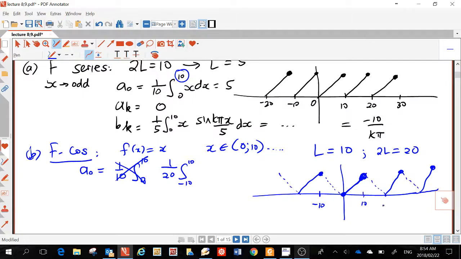Okay, so this here will be 20, 30, 40, and so on. Minus 20. So this V shape here has an integral length of 20. That's the full length as well, 2L.